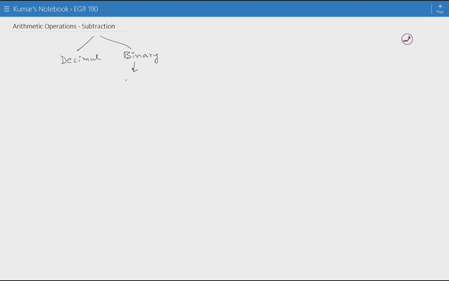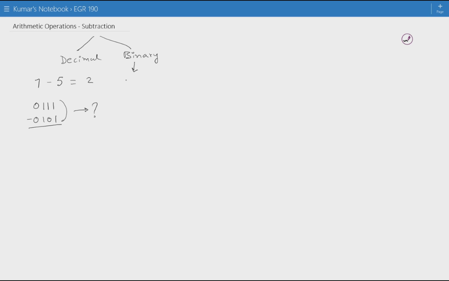about binary subtraction. Let's say we have a number 7, and we have to subtract 5. In decimal, we know 7 minus 5 equals 2. We know that. But how do we subtract 7 minus 5 in binary? Let's look in here. 7 is 0, 1, 1, 1 minus 5 is 0, 1, 0, 1. How do we subtract it?